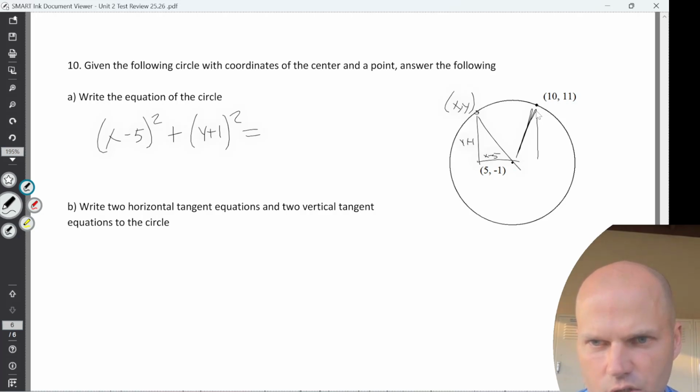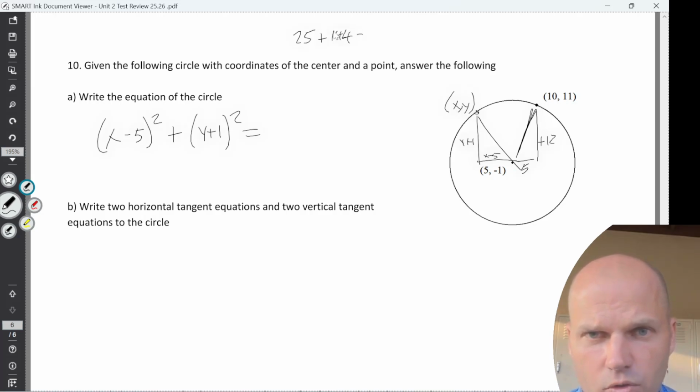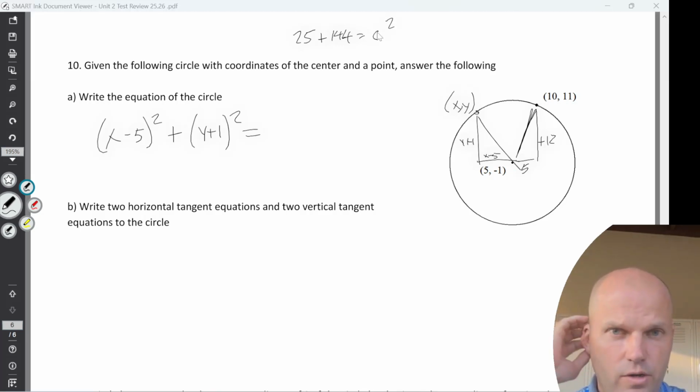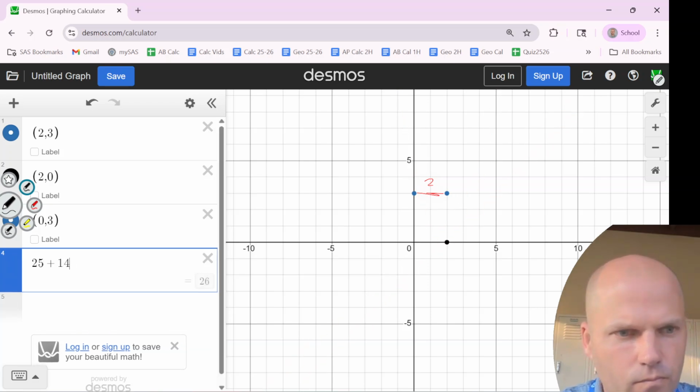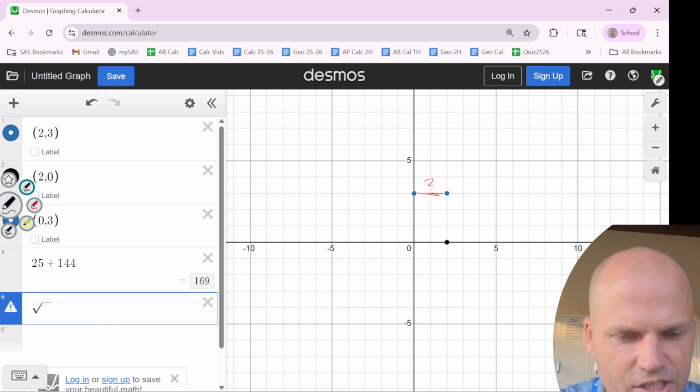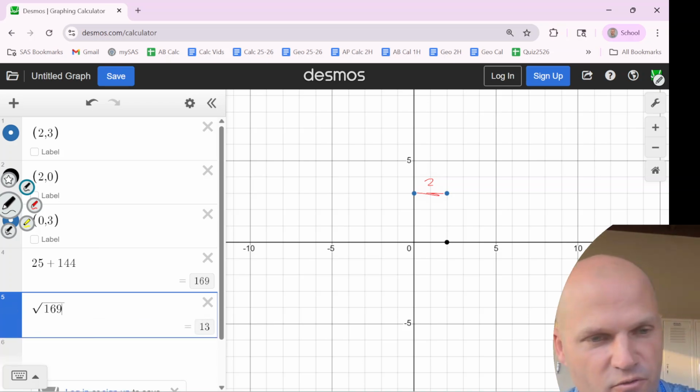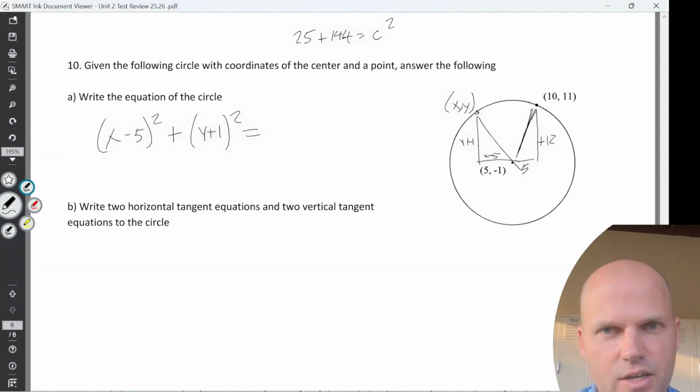The radius of the circle we can find using these two points. We go from 5 to 10, which is plus 5. We go from -1 to 11, which is plus 12. So I have 5 squared plus 12 squared equals c squared, or my radius squared. So we got 25 plus 144, which is 169. That's c squared. We have the square root of 169, which happens to be the number 13. That's very good. So c squared is 169.